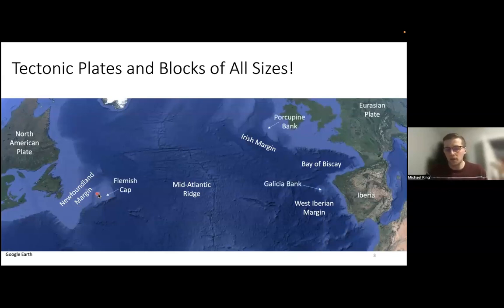These are basically the continental blocks that I'm going to be talking about in particular for my talk today. The one that I just pointed out is referred to as the Flemish Cap here along the Newfoundland margin. And we also see other examples of these on other margins throughout the North Atlantic as well, such as the Porcupine Bank here along the Irish margin, and also the Galicia Bank along the West Iberian margin.